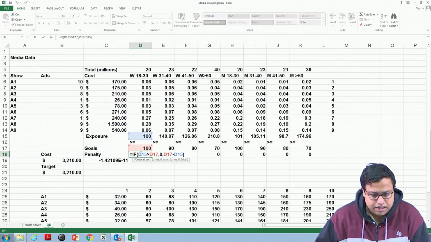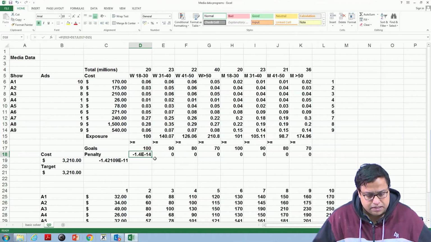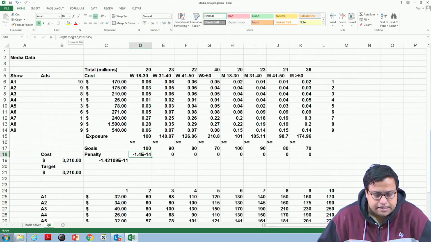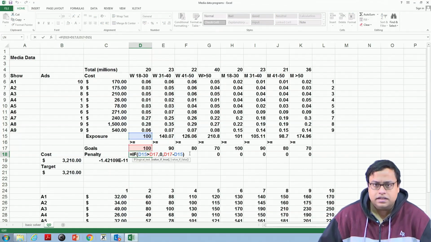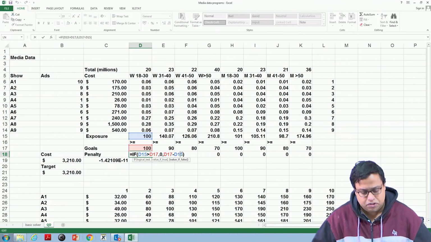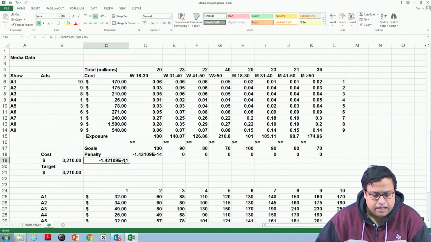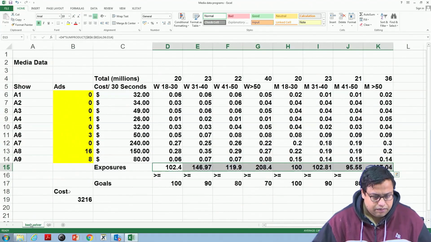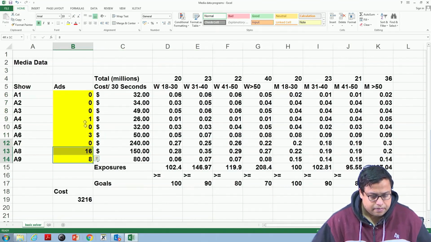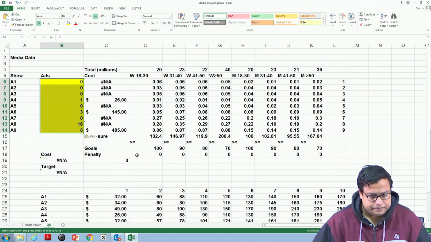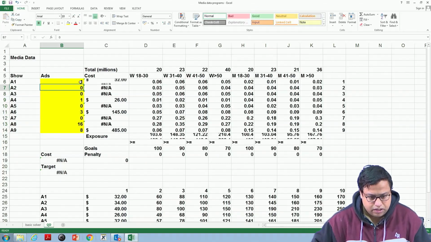So, if you check here, this value is basically: if D15 is greater than C17, then there is no penalty, otherwise the difference will be put here. And then the total penalty value is, okay, so I will just change these values a little bit. I will copy these values and paste them here. Okay, so 0 is not allowed probably.